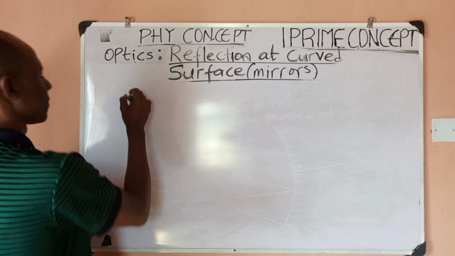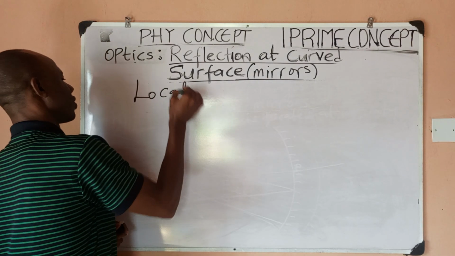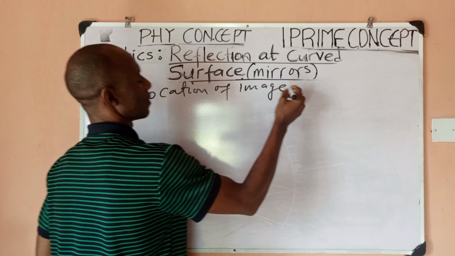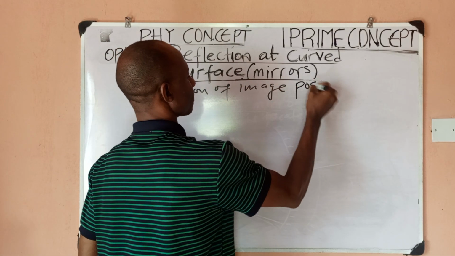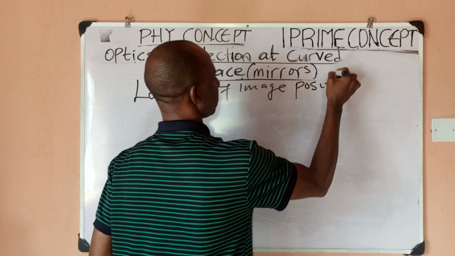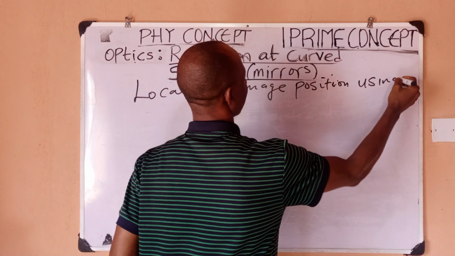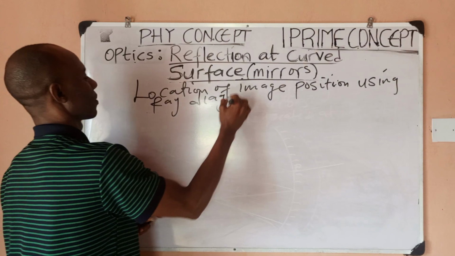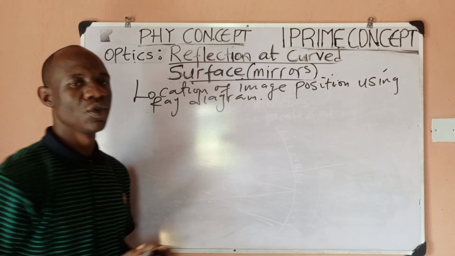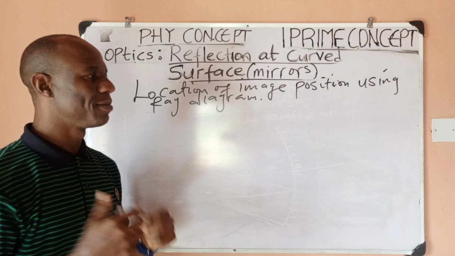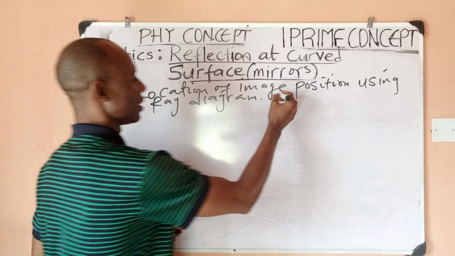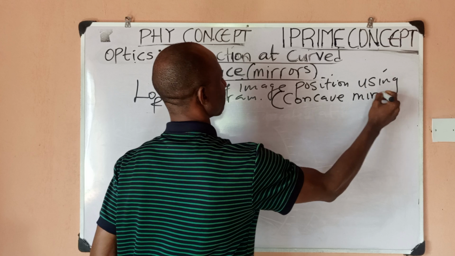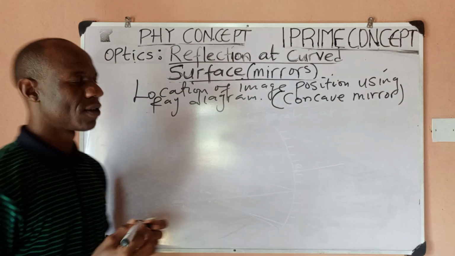So I would write: location of images, image position using ray diagram. We're going to use rays to locate the position of images that are formed. In this case, we are considering our concave mirror.